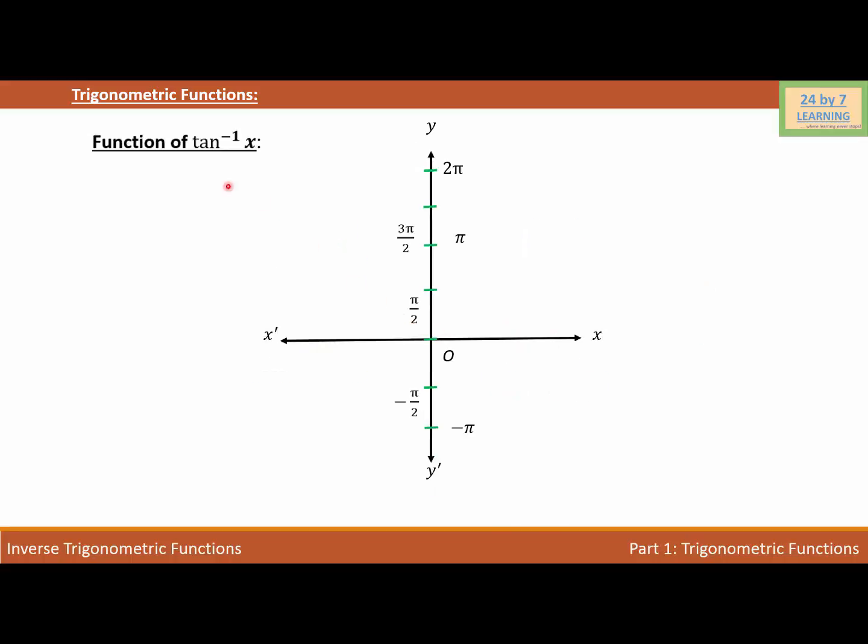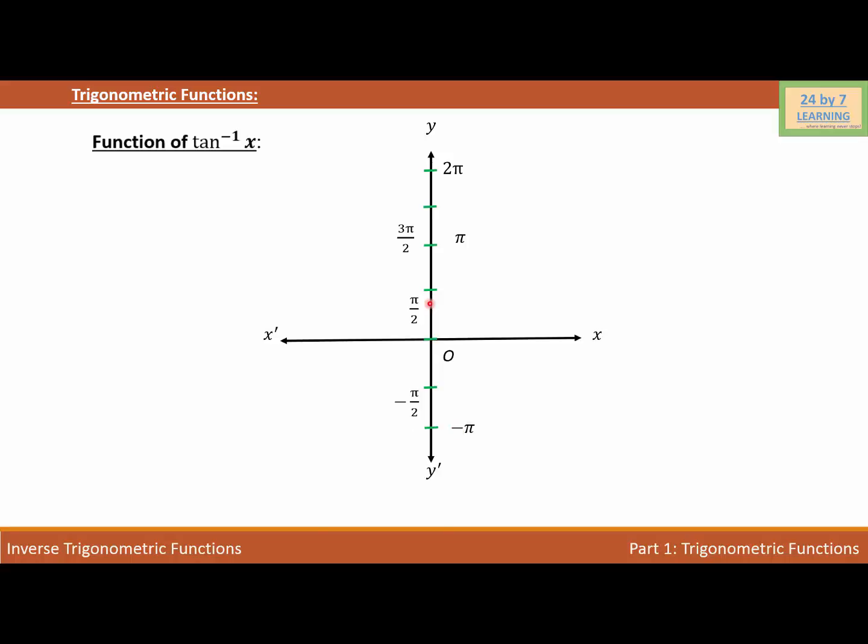Now let's talk about the function tan inverse x. As you can see, this is my x-axis and this is the y-axis. This point is my origin. The values that I'm considering on the positive y-axis are pi over 2, pi, 3 pi over 2, and 2 pi. For some reason this 3 pi over 2 is over here. It should be over here, so apologies for that. The values on the negative y-axis are negative pi over 2 and negative pi. So these are the values that I'm considering for the y-axis.